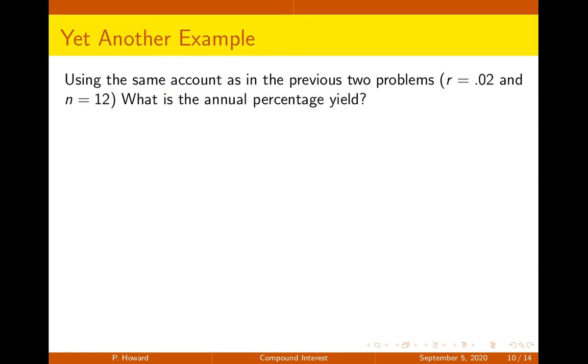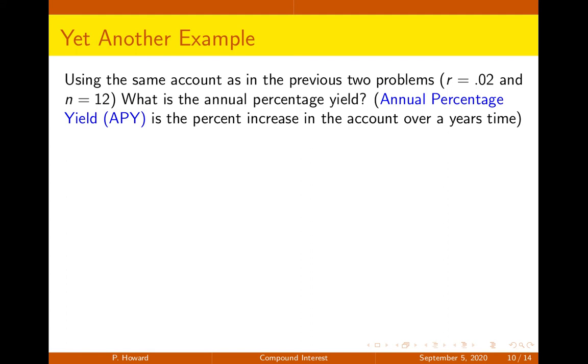Okay, let's try an annual percentage yield calculation. This is something that hasn't come up yet in these slides. So what is the annual percentage yield of an account? APY is the usual abbreviation. So you will see this figure given in bank advertisements, for example. If they're advertising an account, they will tell you what the annual percentage yield is, and here's what it is. It's the percent increase in the account over a year's time.